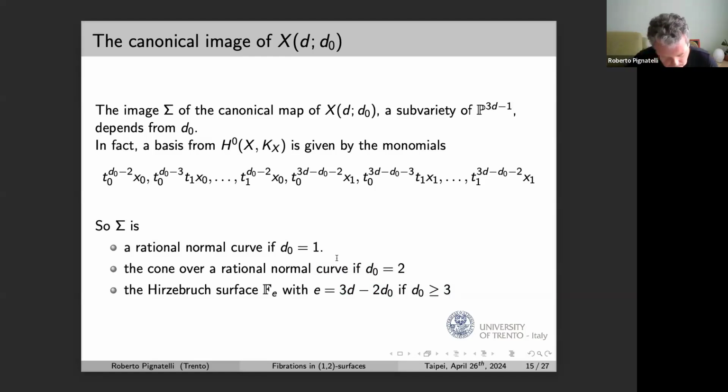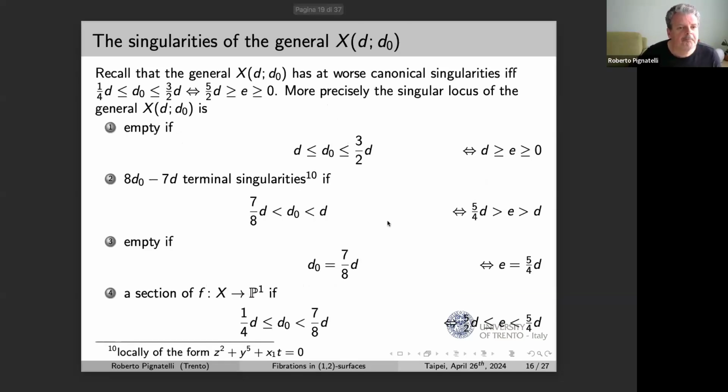So when D0 gets smaller, the map changes a little bit, but there is always a Hirzebruch surface into the game, and the geometrical meaning of this D0 has to do with the Hirzebruch surface, but the index is not D0, it's 3D minus 2D0, but it's more convenient to work with D0 for me. And so let me discuss a bit what happens for the singularities of the general element. So what I have now is that I have essentially stratified the moduli space. I'm interested in fixing D because I want to study the moduli space, and D is a deformation invariant, so it's natural to fix D, but then you have families where D0 changes in the moduli space.